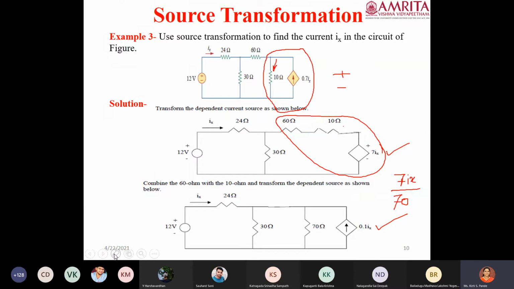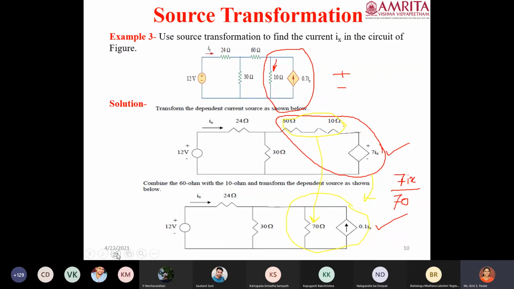And what about this 70 ohms resistor? Since now you have converted it, that will come in parallel. This 70 ohms resistor, which is in series with this dependent voltage source, will now come in parallel with this dependent current source. Are you getting my point? Yes, ma'am. So you have this conversion. So this voltage source 7 Ix in series with 70 ohms has been now again converted to a current source having a parallel resistance of 70.